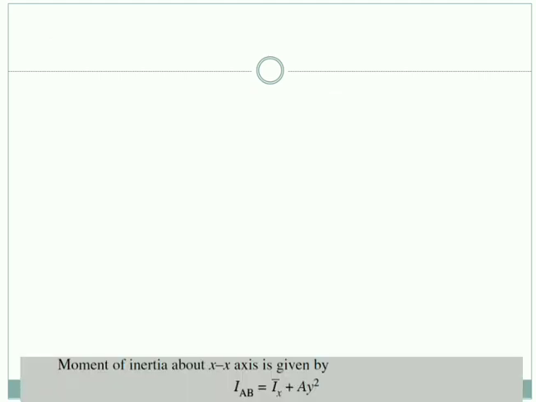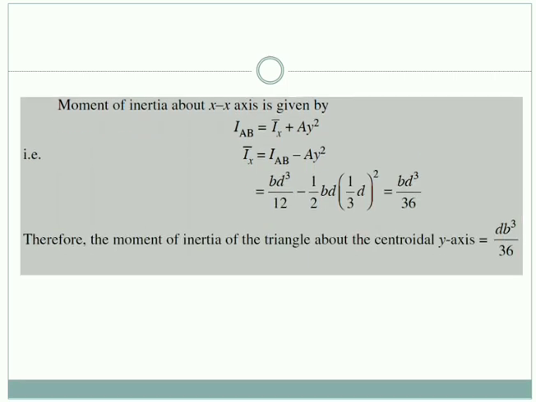So going further, moment of inertia about the xx axis. Where does the xx axis lie? Mark it in the triangle. At what height? d by 3 or 1/3 of d. As we are dealing here in terms of d, we can use the term d by 3 or 1/3 of d. So using which theorem? Using the parallel axis theorem. What does the parallel axis theorem say? I_AB is equal to Ix plus Ay square.